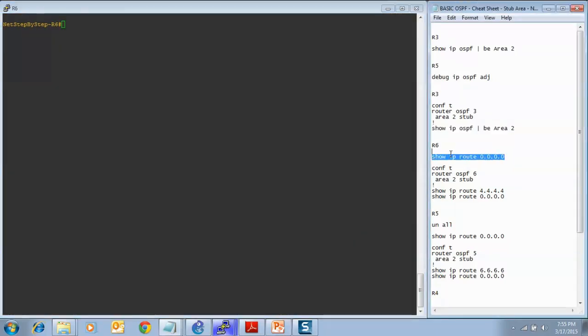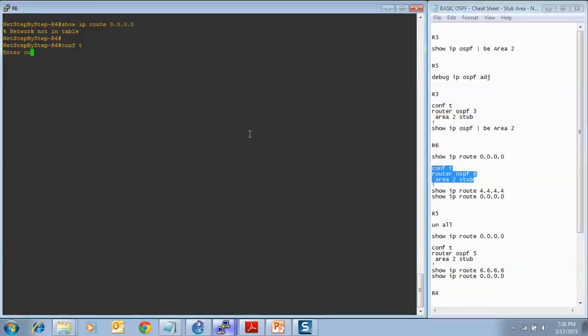But first, I will check IP default route utilizing show command, show IP route 0.0.0.0. From the output, there is no default route in router 6. I'm going to configure area 2 as a stub utilizing command area 2 stub at router OSPF mode.